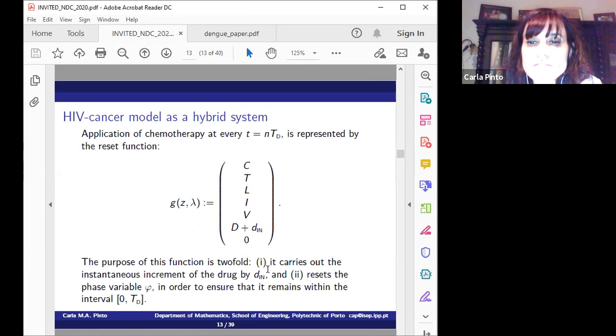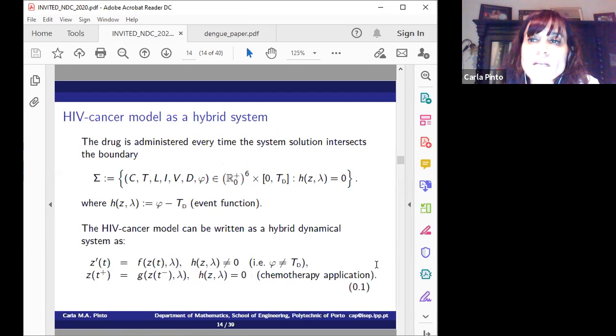The purpose of this function is twofold. It carries out an instantaneous increment of the drug by this amount, DIN, and resets the phase variable phi in order to ensure that it remains within that interval. The drug, as we know, is administered every time the system solution, mathematically written right here, intersects this boundary. And the HIV cancer model can be written as a hybrid dynamical system here. So this is when we have chemotherapy application, and this is for the other cases.